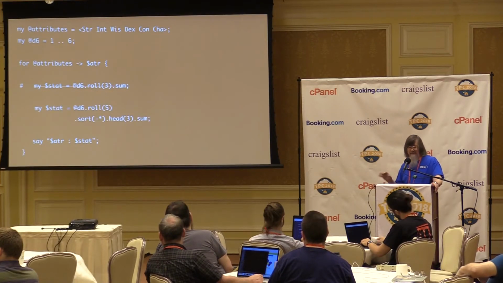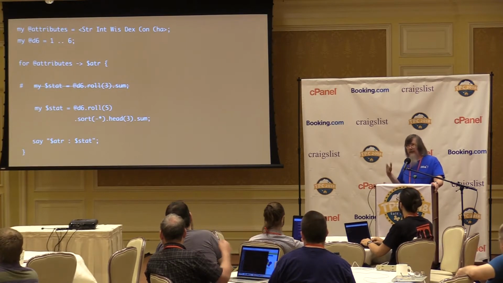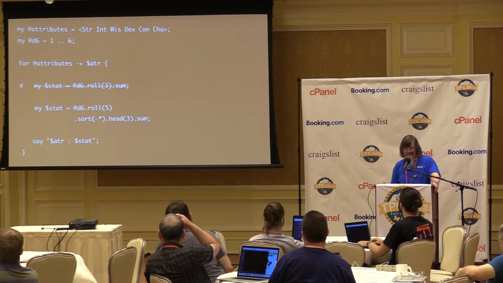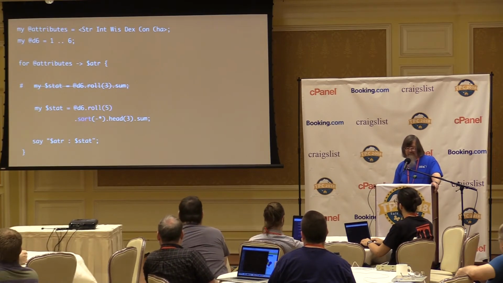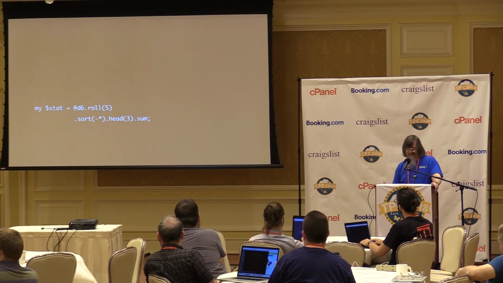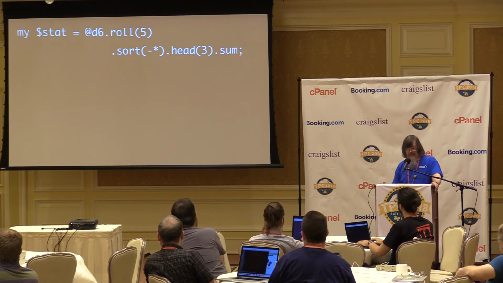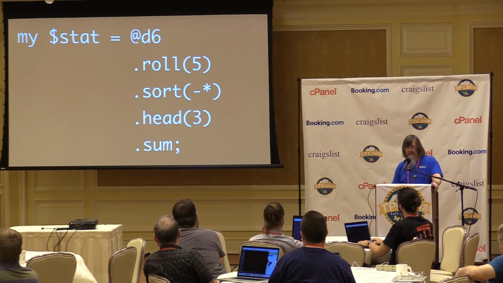A kind dungeon master would take the best 3 out of 5 rolls. So you roll 5 times, sort it descending numerically, take the first 3 elements and add them together. Now, I grant that if you don't know Perl 6, that code is a head scratcher. But if you do know Perl 6, it is very clear.